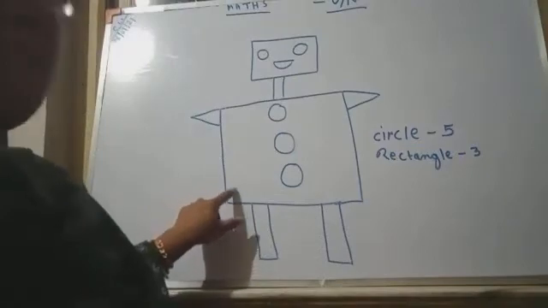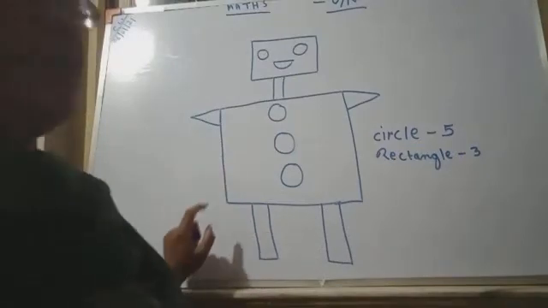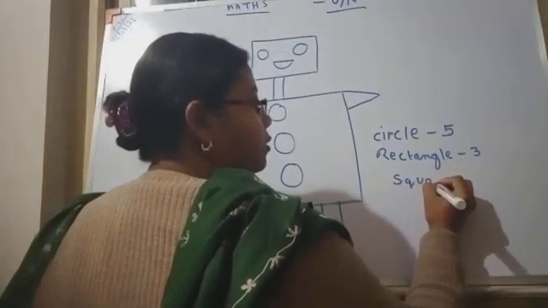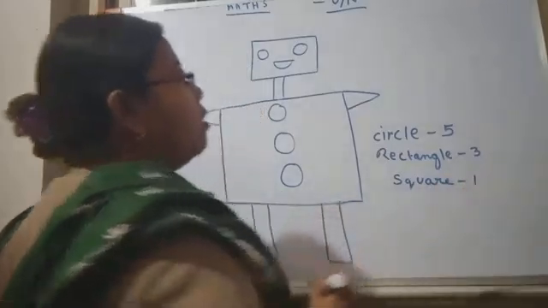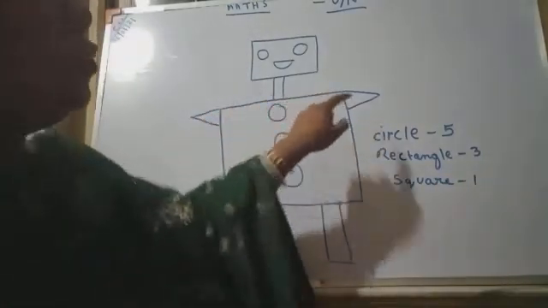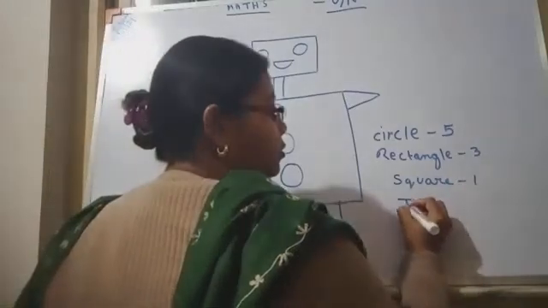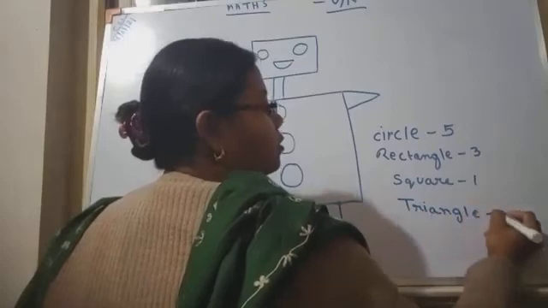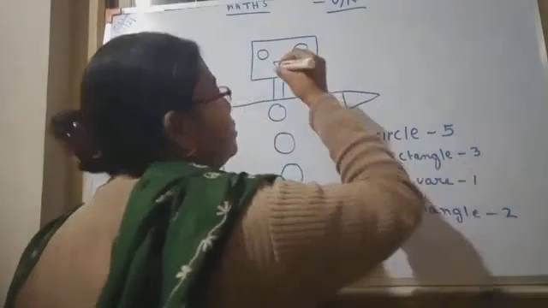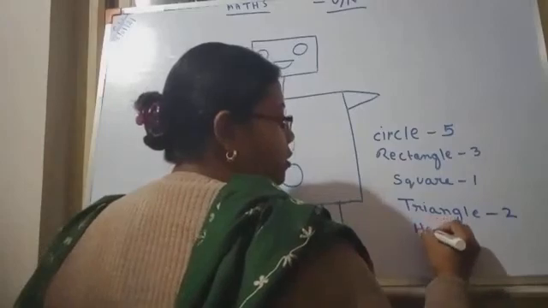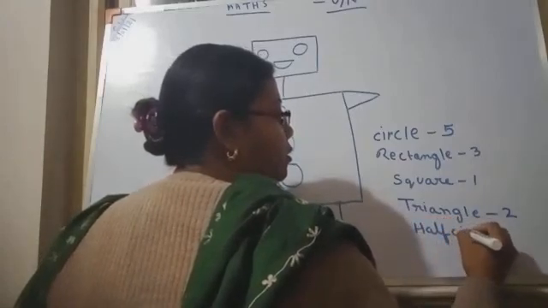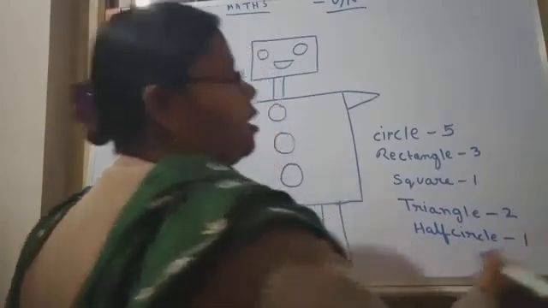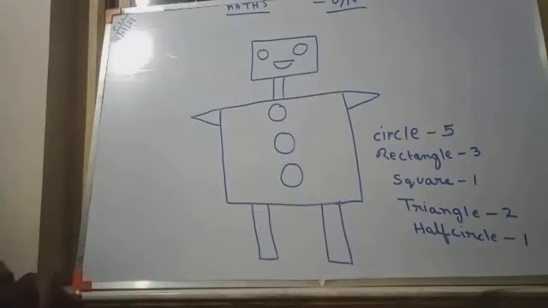Square. This is a square. So how many squares? 1. Now triangle, see 1, 2. Oval is the same, and a half circle is also there. So the half circle is 1. So like this we will do.